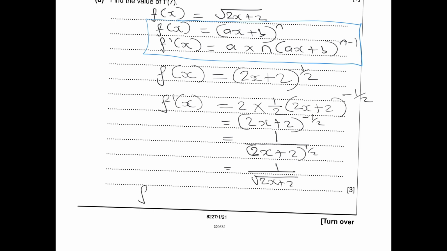But now we want the derivative of f at 7. So in other words, we are substituting 7 in the function. We are going to have 1 over square root of 2 times 7 plus 2. That will give us what? 1 over 4. So that's what we are having here, and that's quite easy.